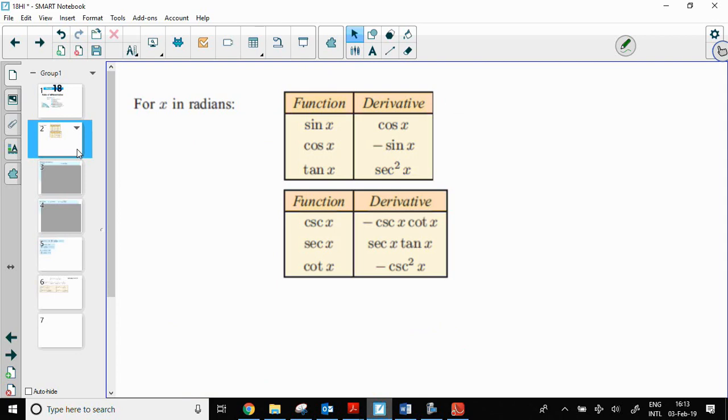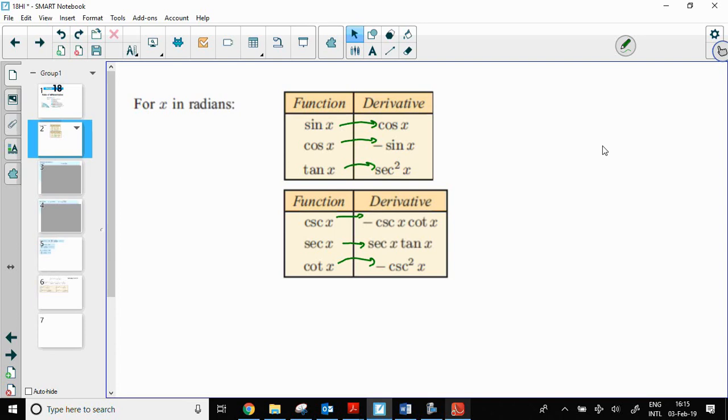All 6 of these are in the formula booklet, so you don't need to memorize any of them. That's cool. What would I like to point out here? First, there's patterns that you might notice. So sine goes to cosine, cosine goes to negative sine. Tangent goes to secant squared, cotangent goes to negative cosecant squared. Secant is secant tangent, cosecant is negative cosecant cotangent.